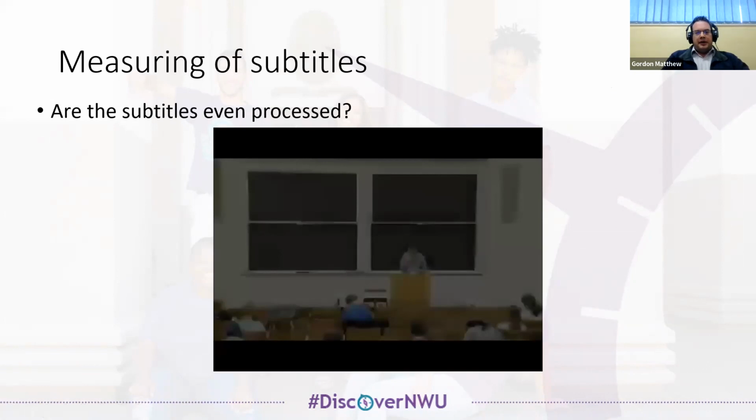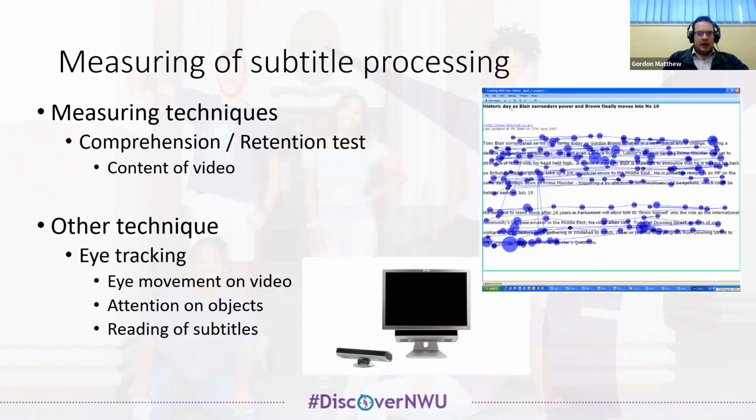So the problem is if you present somebody with a subtitled video, which in this case should have been this, you don't know if they process the subtitles at all. The only way you can really tell is by giving them a comprehension test to see if the content they had to master, they indeed did. So to measure subtitles, we use an eye tracker. So this will be in the next slide.